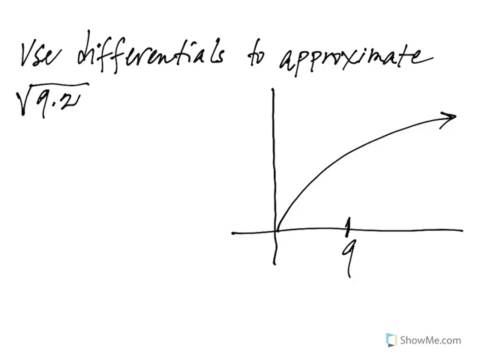And we know that the square root of 9 then is 3. That's the corresponding y value. And then over here, let's call this 9.2. Again, not to scale. And this then is what I'm looking for. That doesn't look right.